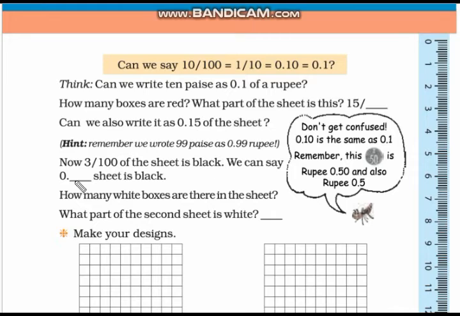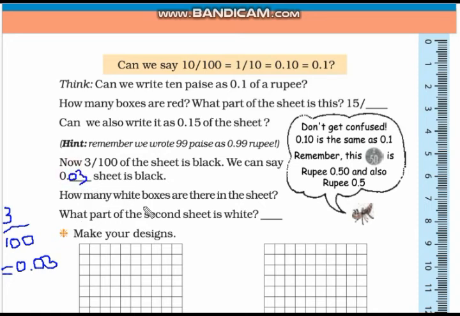Now 3/100 of the sheet is black. We can say 0.03 of the sheet is black, because here it is 3 upon 100, and if we write it in decimal, there should be 2 digits after the decimal point. So here 0.03. So 0.03 of the sheet is black.